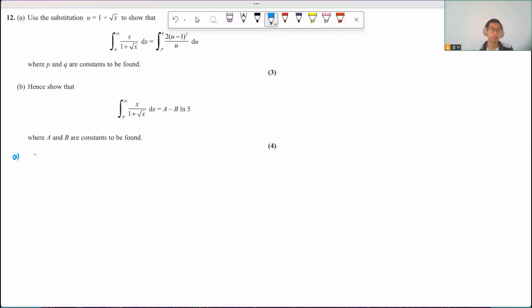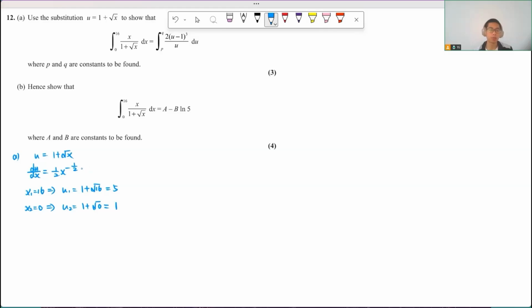Okay, so if we have u equal to 1 plus root x, I will just differentiate straight away. So du over dx is equal to 1 differentiate to 0, and then root x would be half x to the power negative 1/2. And then we change the limits into u values. If x1 equal to 16, that means u1 equal to 1 plus root 16, and root 16 equal to 4, and then 1 plus 4 is equal to 5. And if x2 equal to 0, then u2 is equal to 1 plus root 0, and root 0 is 0, so 1 plus 0 is 1. So that would be the two u values.